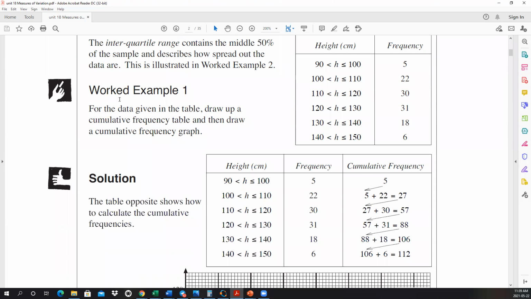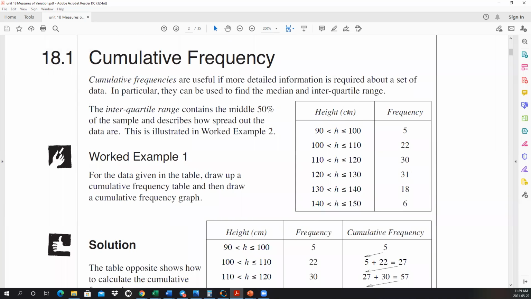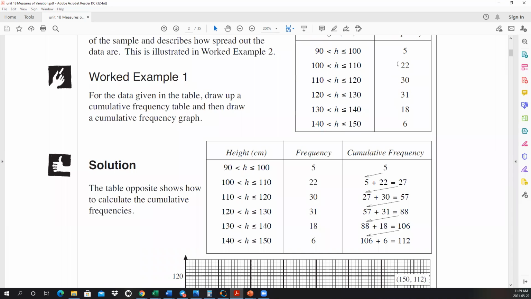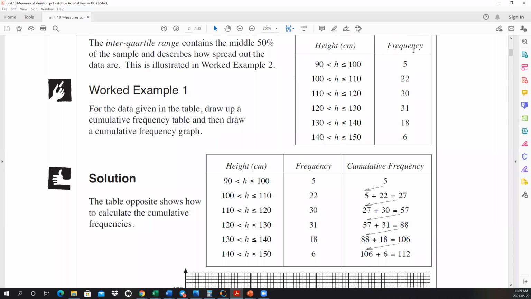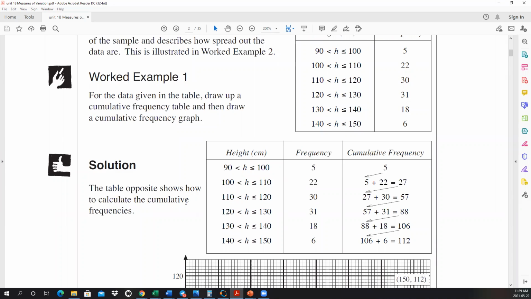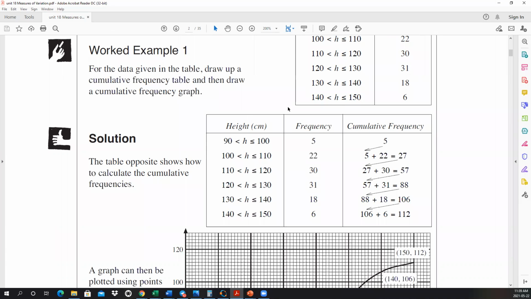So for the data given in the table, draw up a cumulative frequency table and then draw a cumulative frequency graph. So you have this table given, so you have the height, I guess could be the height of some students, height of people in a community. Frequency, the number of times the numbers appear in this class. And then here's a solution.